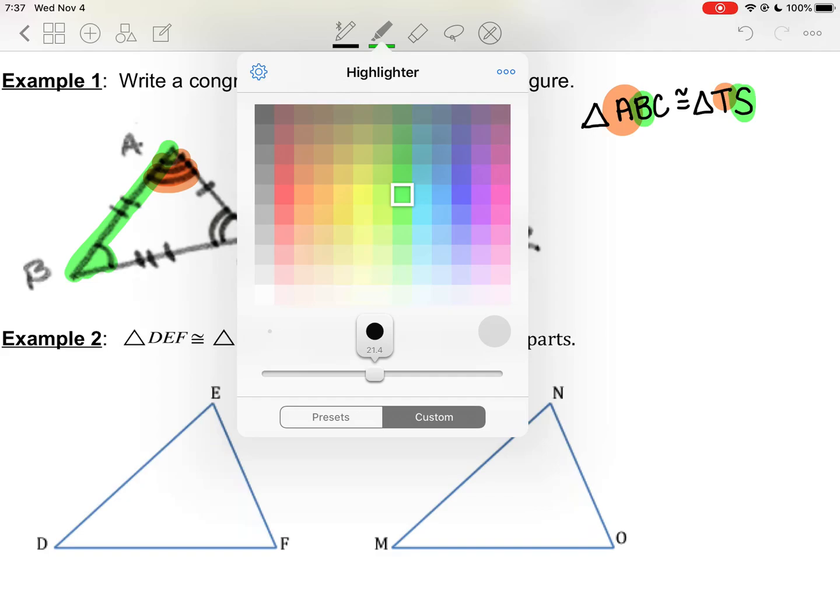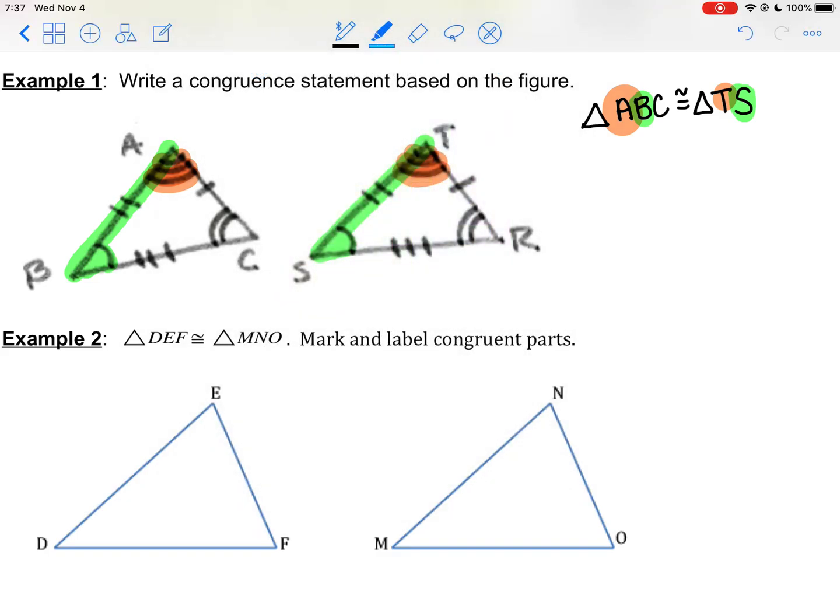Then from there, I have one more vertex to name it by. I go down the side with 3 markings to the angle that has 2 markings, and that takes me to angle C, vertex C. In the second triangle, I start at S, and then I go down that same side to the angle that has 2 markings, and that takes me to angle R. So if I name the first triangle ABC, then its corresponding congruent triangle is triangle TSR.